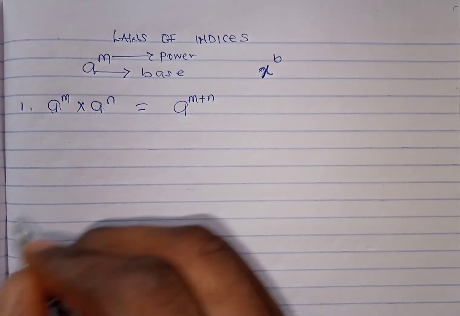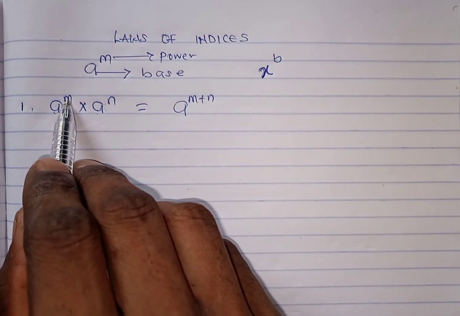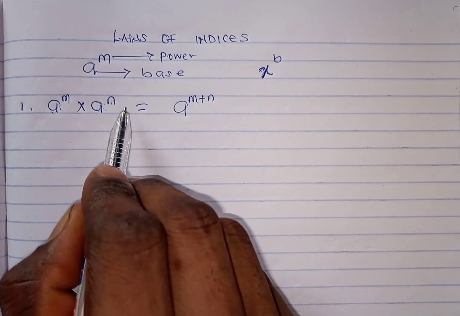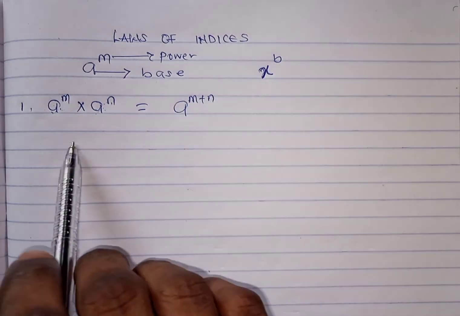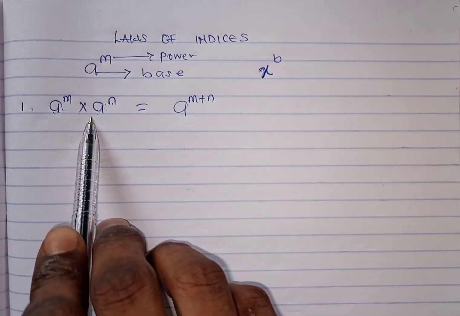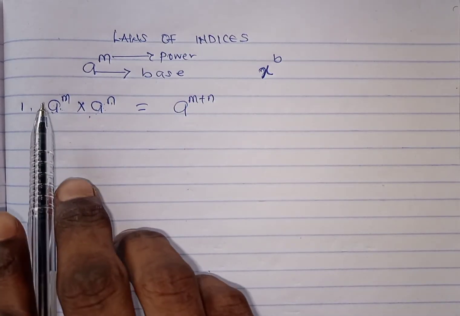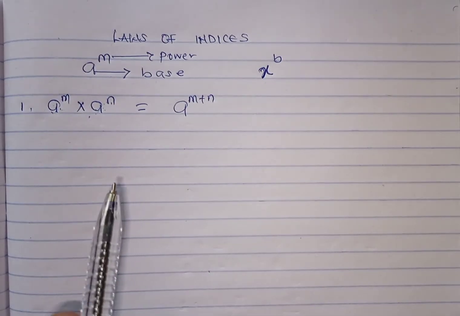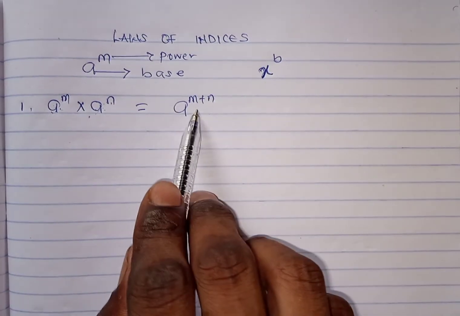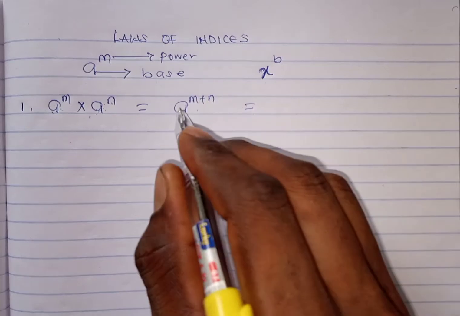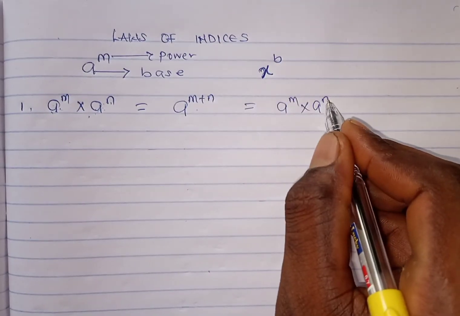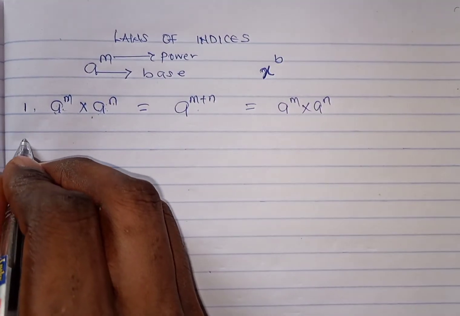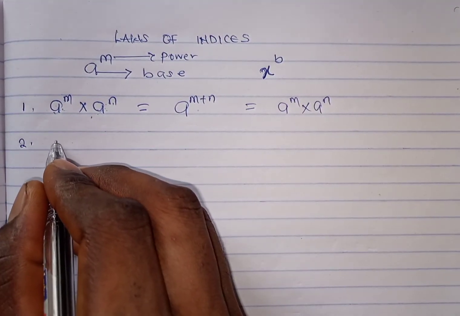No matter what it is, even if it is a raised to the power of m multiplied by a raised to the power of n multiplied by a raised to the power of, till infinity, whatever you have, you just pick one out of the base, then you add all the powers together. Since they have the same base, you can still express it as a raised to the power of m multiplied by a raised to the power of n. It's as simple as that.